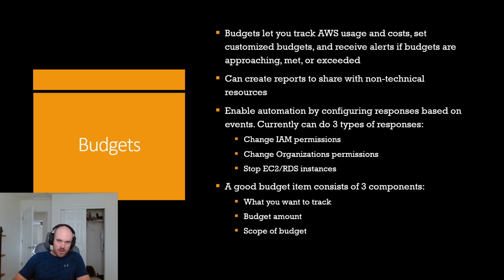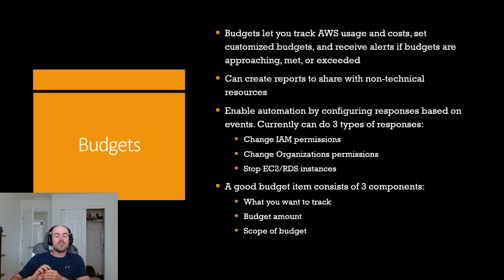Budgets are, as the name would imply, what lets you track your AWS usage and costs. You can set customized budgets and then receive alerts if your budgets are approaching, met, or exceeded. Okay? You can create reports to share with non-technical resources. Not everybody's going to understand what EC2 instances are, but they need to know how much we're paying for them. Okay? You can enable automation by configuring responses based on events that happen within your budgets.